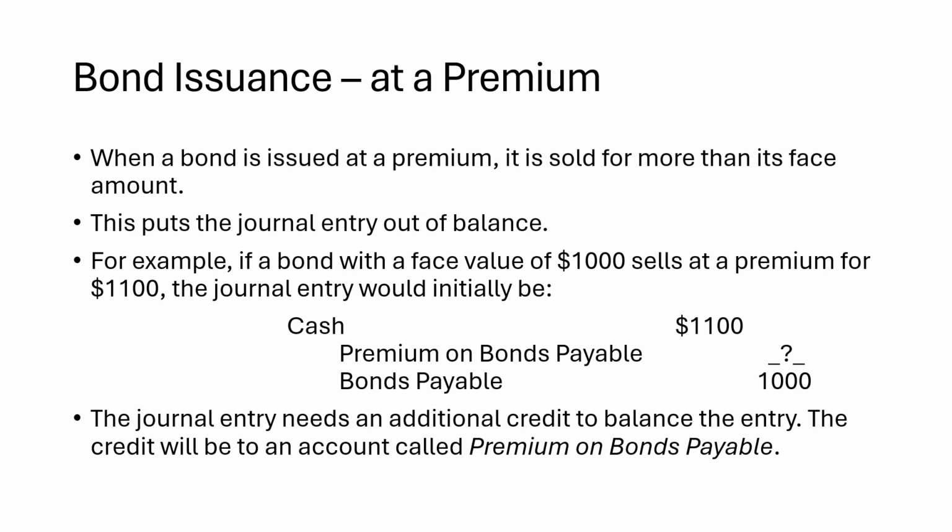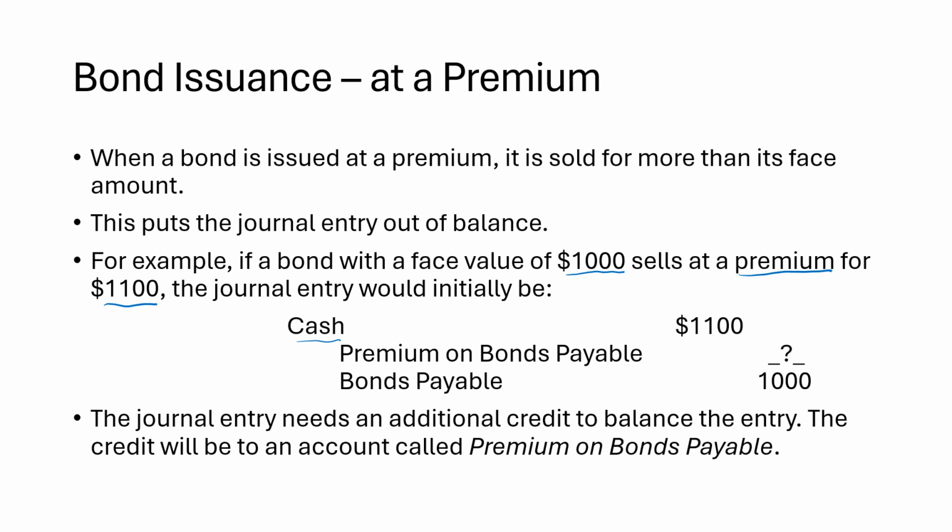Now we'll look at the journal entries for when a bond is issued at a premium. So you'll notice some similarities with one difference. In this example, we are going to look at a bond with a face value of $1,000, but it's selling at a premium for greater than that at $1,100. So remember, anytime a bond is issued, you debit cash because the business is increasing their cash. You always debit cash for the actual amount that was received. So the $1,100 that the investor paid to the business to purchase the bond.